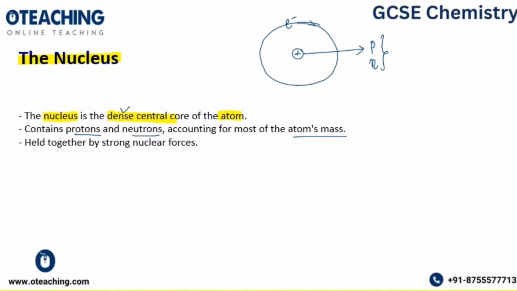Electrons revolve around the nucleus and they do not account for the atom's mass. Why? Because they are revolving in their orbits. We do not consider them. These protons and neutrons are held together by strong nuclear forces. As they are present inside the nucleus, they are held together by strong nuclear forces. That is why the atom does not burst.